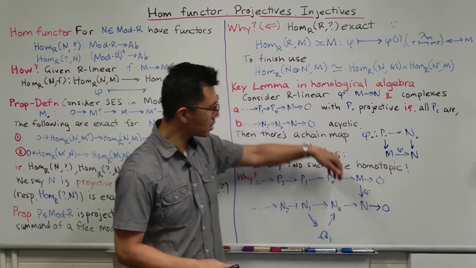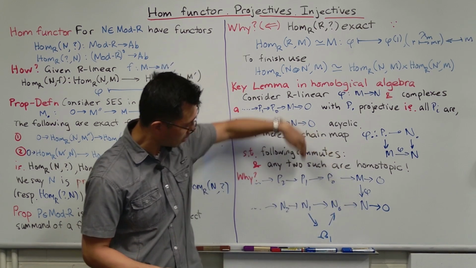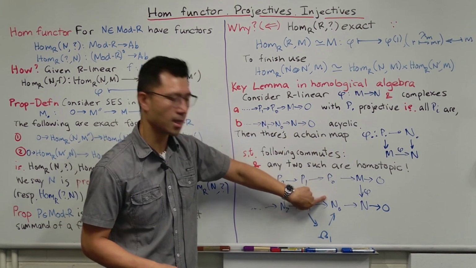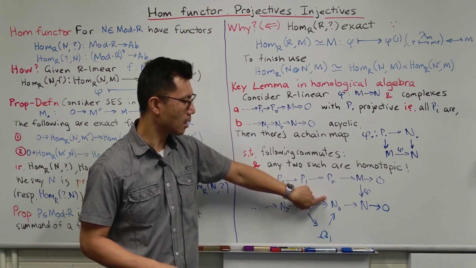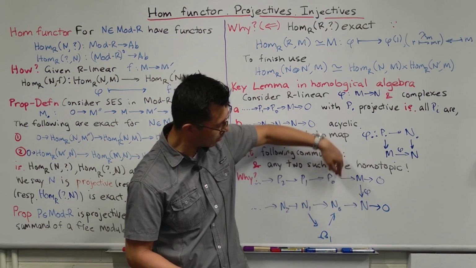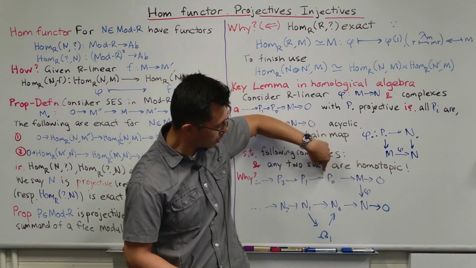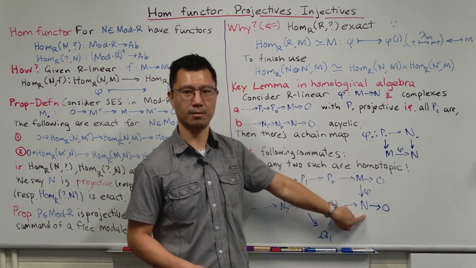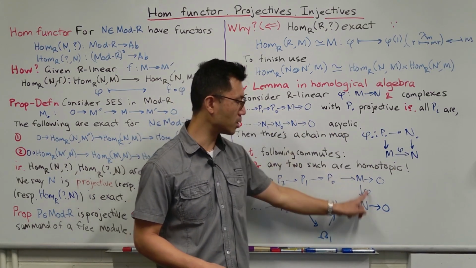Okay, so what we want is we will need this chain map. So we need maps, vertical maps like this. So the first one is from here to here. And the point is that we can get a little bit close. We can't go from here to here, given what data we have here. We can go from this P0 to this N. That we can do, just by composing these two.